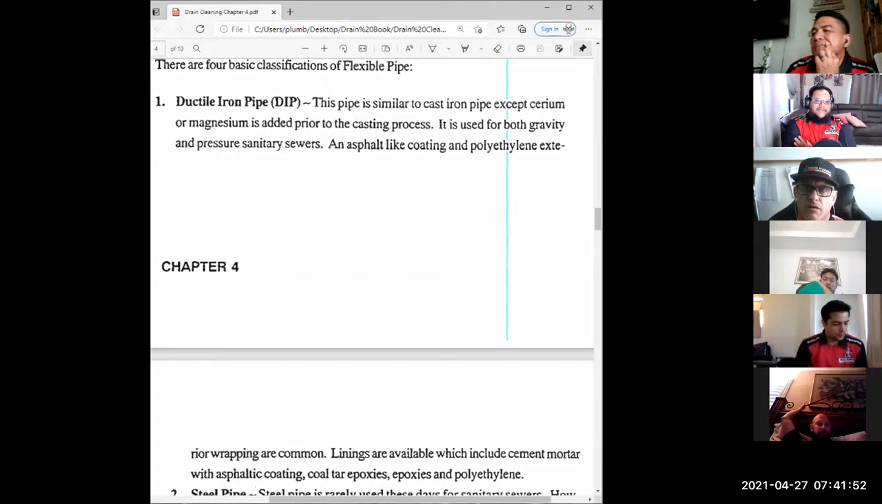When they were classifying it as a flexible pipe, I tried. Dude, you cannot bend that pipe. What's the matter with you?